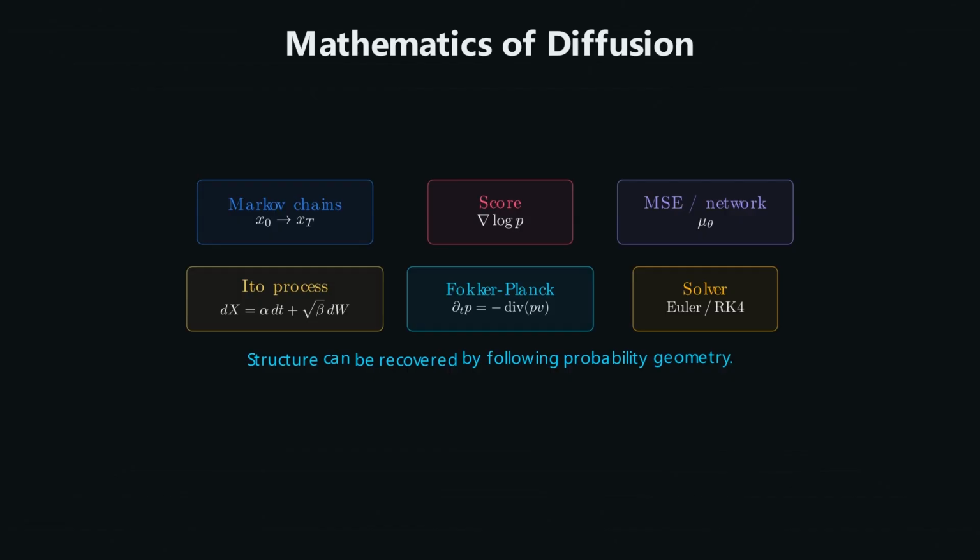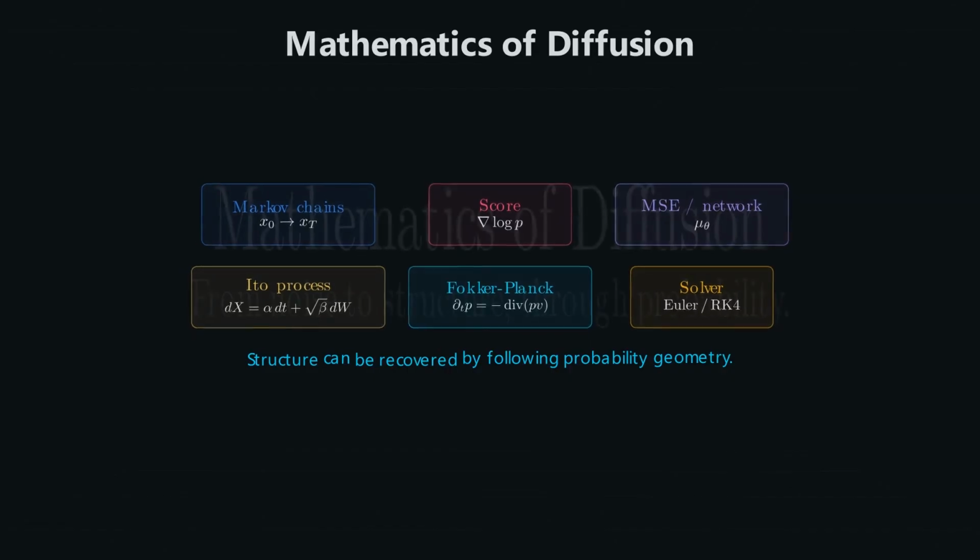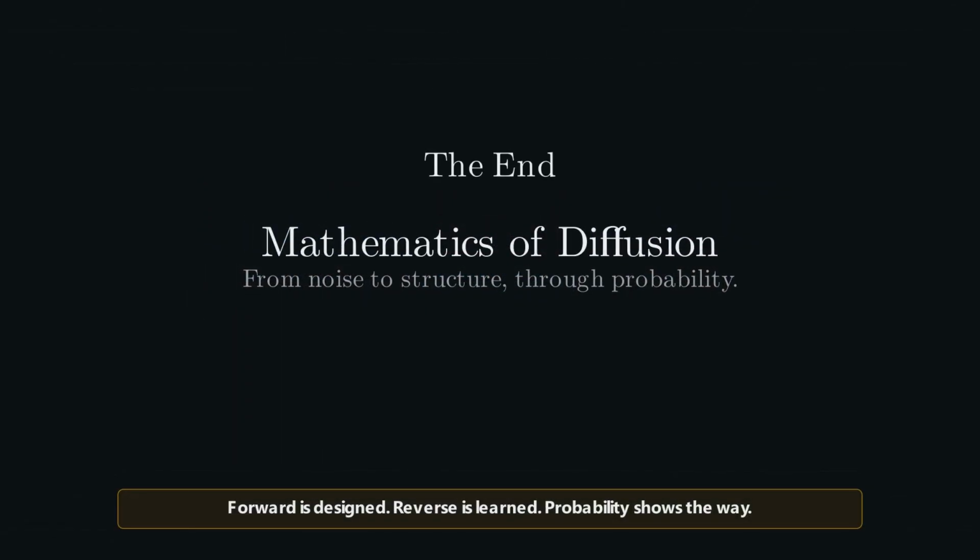From Markov chains to score functions, from MSE to neural networks, from Ito processes to Fokker-Planck equations. The same idea keeps returning. Structure can be recovered by following the geometry of probability. Diffusion models do not physically reverse time. They learn a probabilistic path from noise back toward data, from noise to structure. That is the mathematics of diffusion.